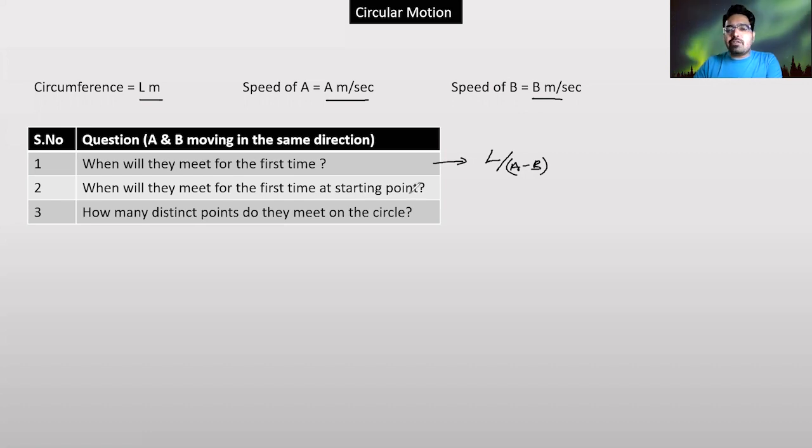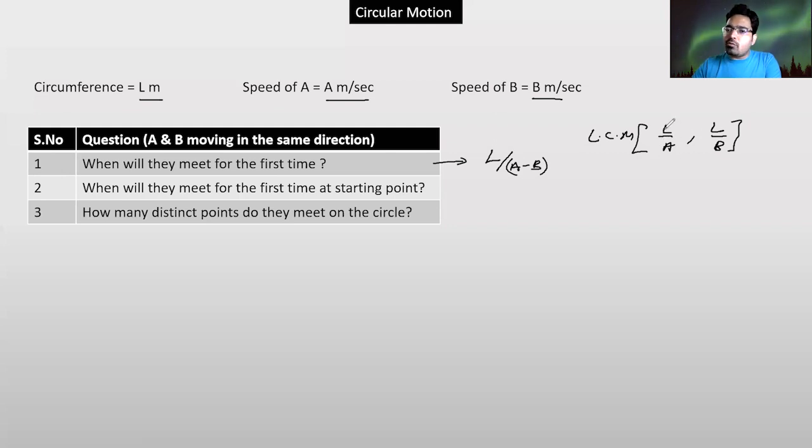When will they meet for the first time at the starting point? Once again, I'll take the LCM of their individual times to complete the circle. That's what we had done on the previous screen. Now, how much time will it take for A to complete one round? L by A. How much time will it take for B to complete one round? That will be L by B. Correct? If I take the LCM of these two numbers, then I should get my answer for question number 2. Now, let us understand this is a fraction at this point in time.